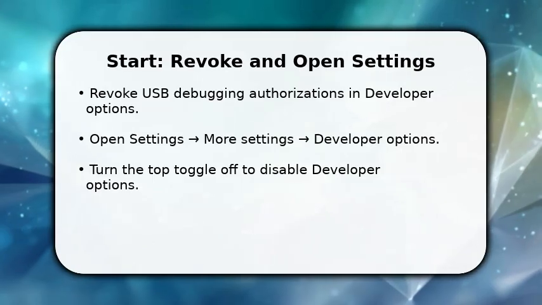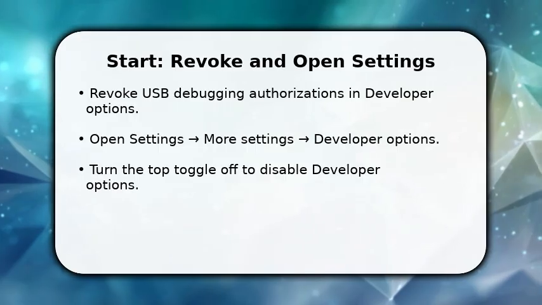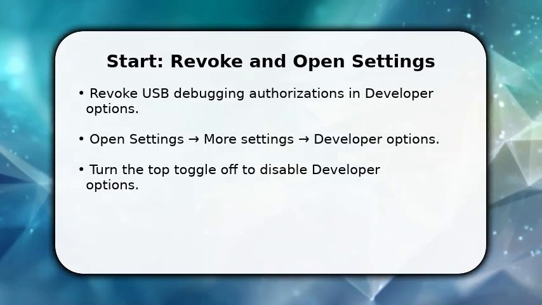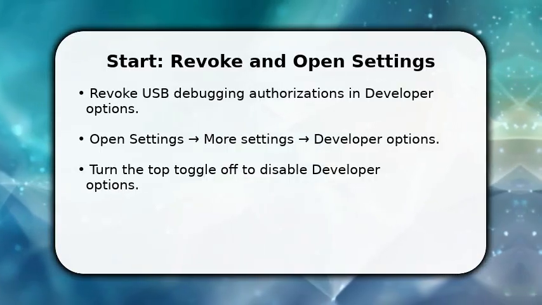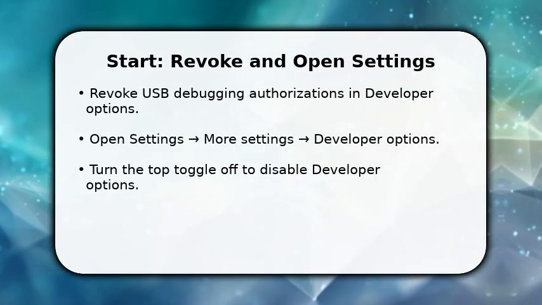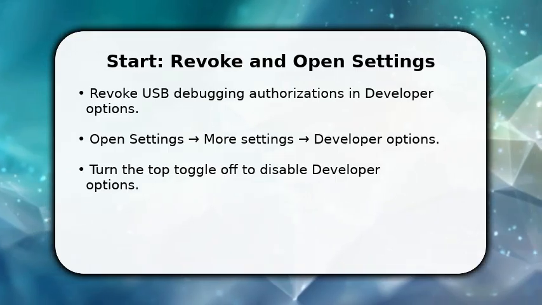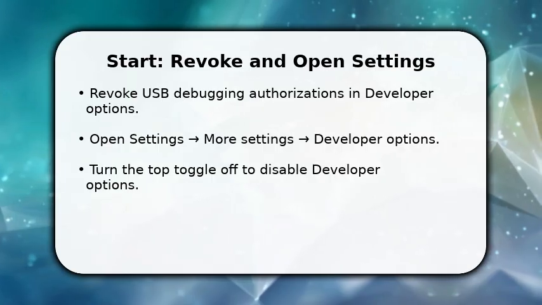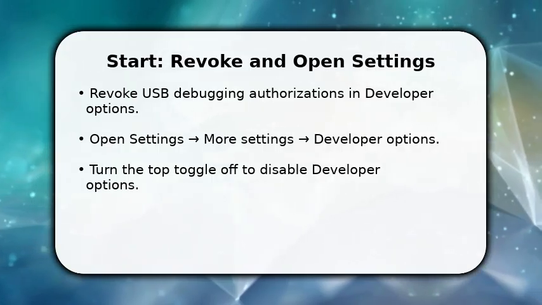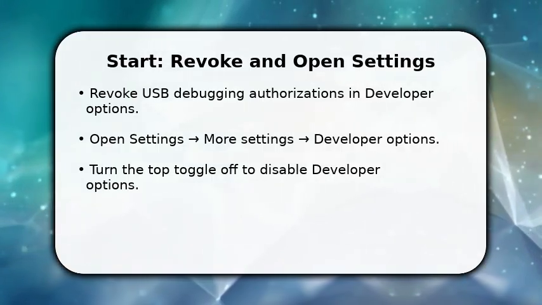You begin by stopping active developer connections. First, open Settings and go straight to More Settings, then Developer Options. Revoke USB debugging authorizations so no computer is trusted anymore, and switch off USB debugging. Once done, flip the Master Developer Options toggle at the top to off. This hides the menu on most Vivo phones.